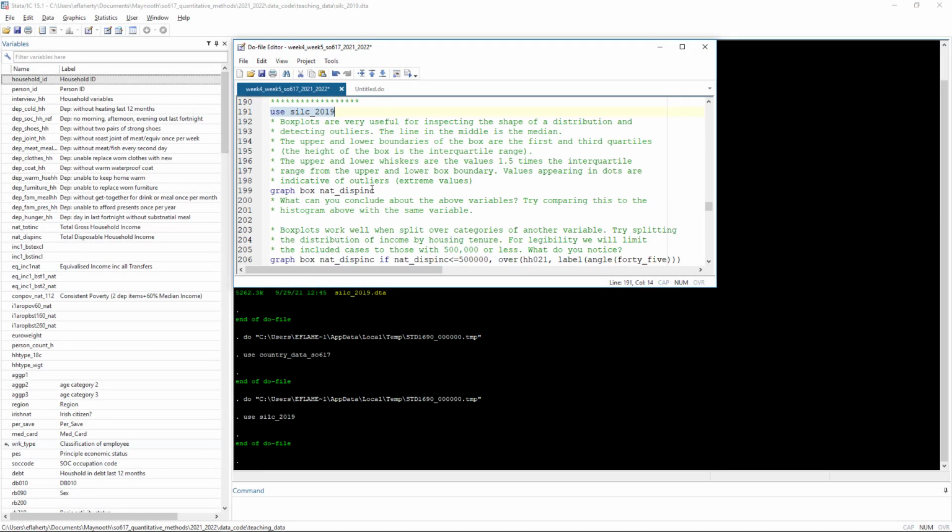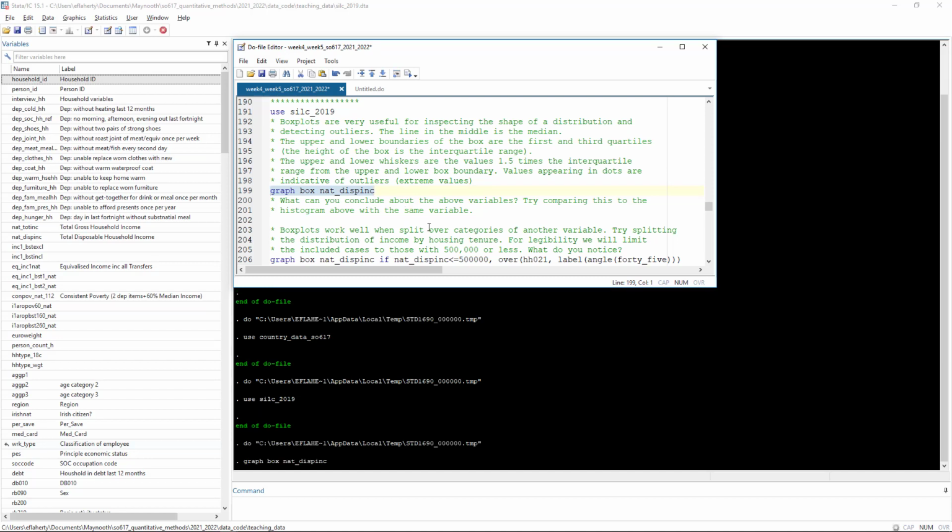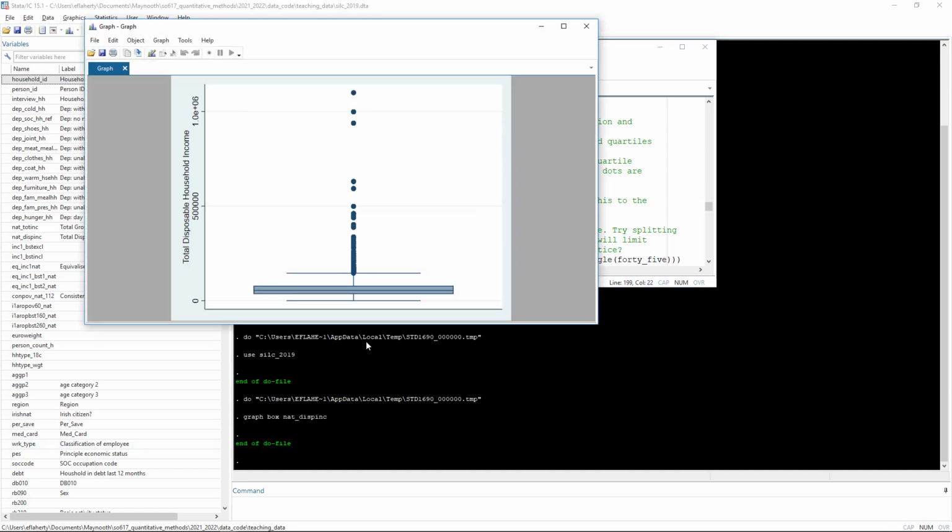The base command for producing a box plot is graph box and then the variable name. We'll just reproduce the previous graph, using the same variable previously from the slides, but now just for the whole sample. If we run that, we get something that looks a little bit like this, a small concentration of values in the lower range, and a large set of these straggling outliers up here to the top.